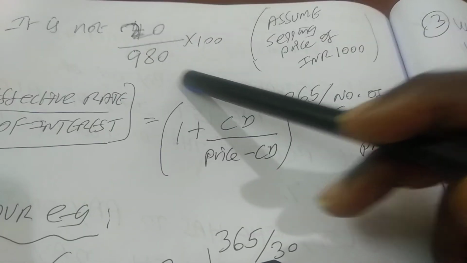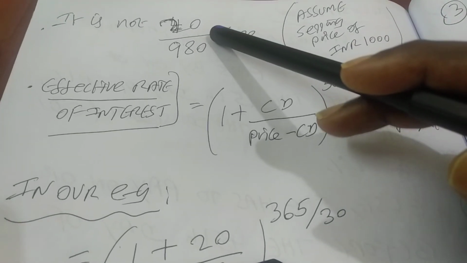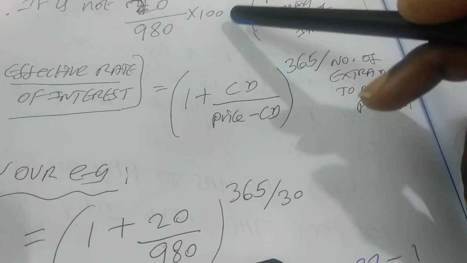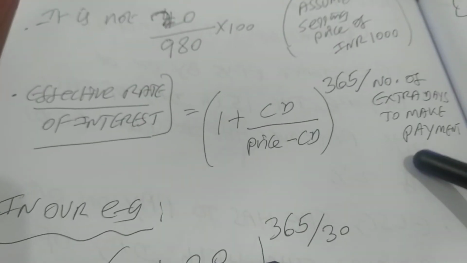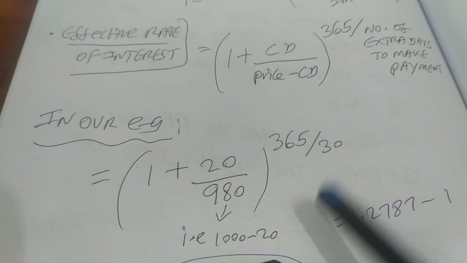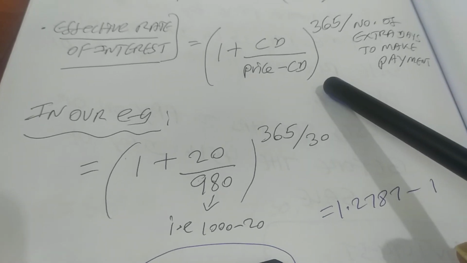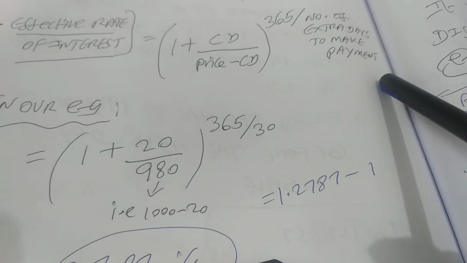It is 980, assuming the selling price of 1000. That means 20 is a discount, and 1000 minus 20, that is 980, into 100. If you do that, this is not correct because this is not giving you the compounding effect, right? So the effective rate of interest formula is this: 1 plus cash discount divided by price minus cash discount to the power of 365 divided by number of extra days to make payment.